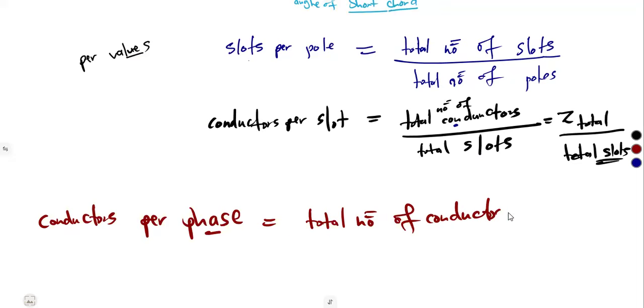All right. Total number of conductors over what? Number of phases. Total over the number of phases. Is it 3 phase? Definitely we're talking about 3 phase in your calculation. So use 3 as the number of phases.